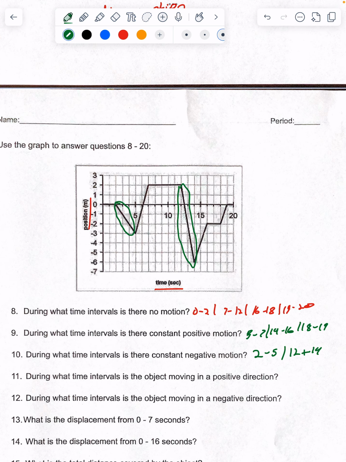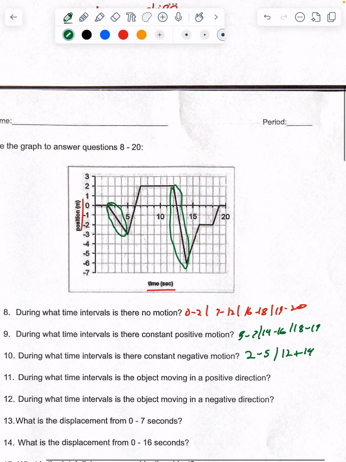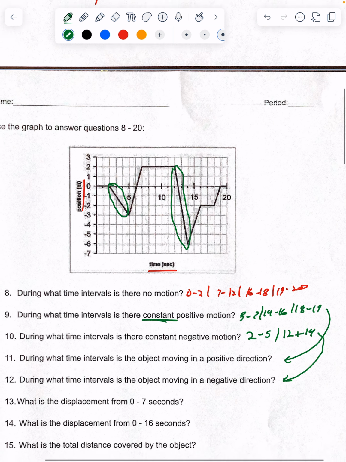Number 11, during what time intervals is the object moving in a positive direction? You're like, all right, well, didn't we just do that? Yes. I'm just showing you different ways we could ask this. The key thing here is to watch out for that word constant. Constant just means we're not changing, the slope's not changing, it's not curved. When are you going in a positive direction or positive motion? It's the same thing. I just wanted to let you see how it can be worded differently. So number 9 is basically the same answer as number 11. And then number 12 says, when are you moving in a negative direction? The answer we have for number 10 is the exact same answer as well.